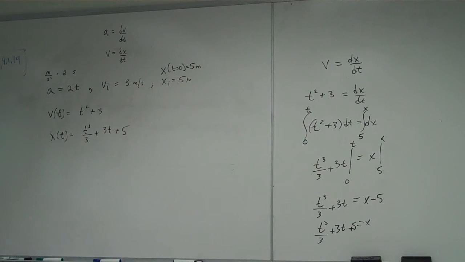When is the velocity equal to 0? Never. Never. Okay. I like it. So I'd have 0 equals t squared plus 3. Move the 3 over, I get negative 3. t squared equals negative 3. The answer is going to be a complex number.